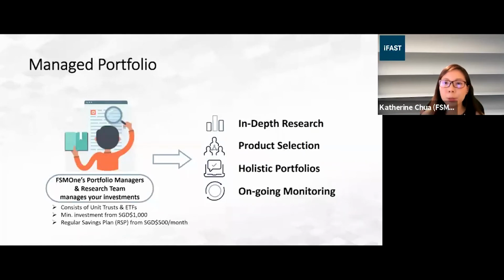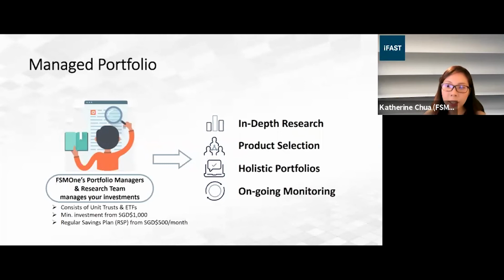So after going through so many products for almost the last 1 hour, if you're still very confused, fret not, because we have this thing called the managed portfolio. It just means that we are doing the homework for you and investing on your behalf. We have a team of dedicated portfolio managers and research analysts that study the full spectrum of unit trusts and ETFs that are available, and then we select the best investment products for your portfolio. We monitor them daily, digesting all the global financial and economic data events, and also leverage our regional research team for in-depth analysis.